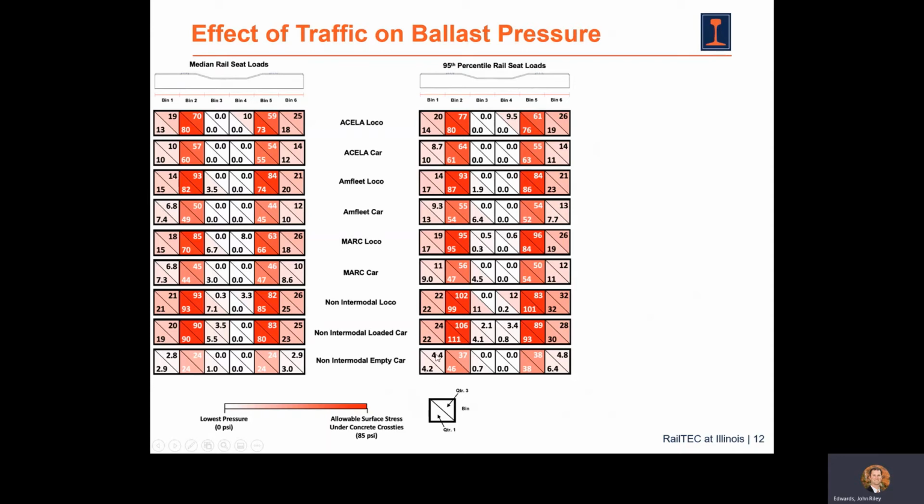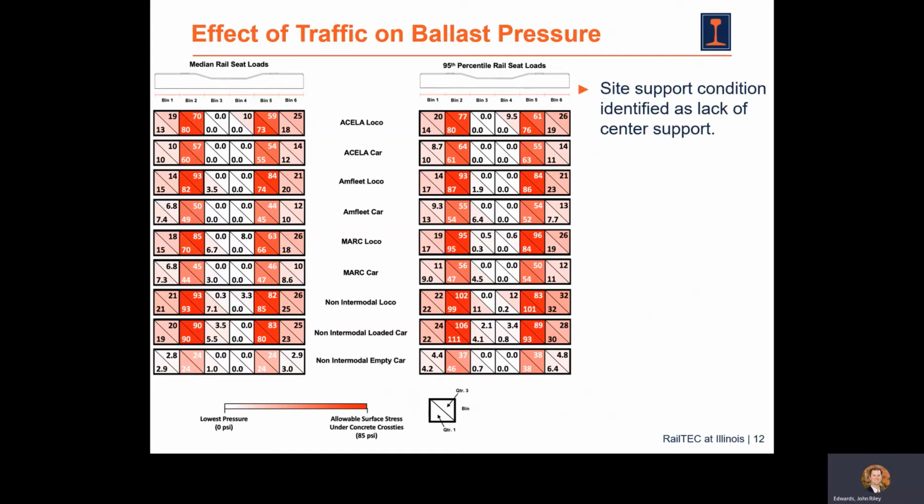We have, once again, 2 different quarters. Quarter 3 is shown in the upper right, and quarter 1 is shown in the lower left. And once again, the hotter colors, the more intense the red color, the higher the values. And again, these are even higher by definition than the pressures generated by the median rail seat loads. So we can see very high pressures here in excess of the Urbana recommended value.